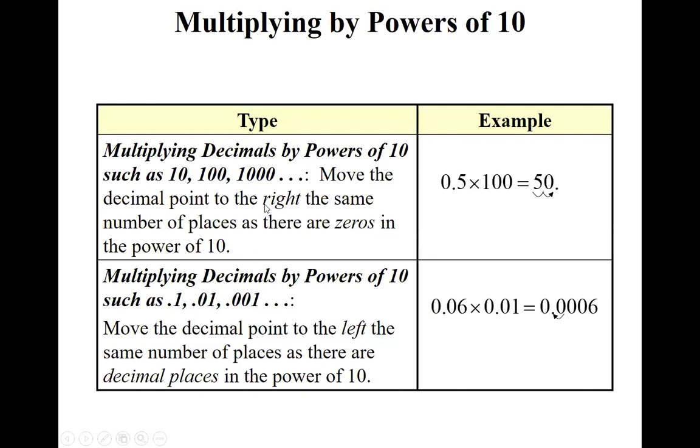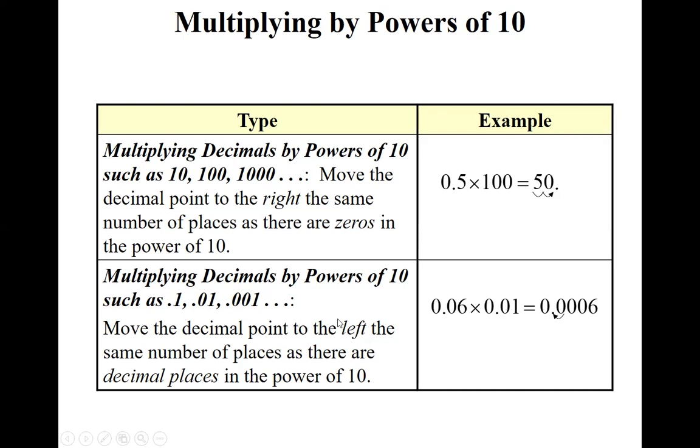When we multiply by powers of 10 that are greater than 1, we move the decimal point to the right the same number of places as there are zeros in the power of 10. So times 100 would be moving 2 to the right, because of the 2 zeros in the 100.